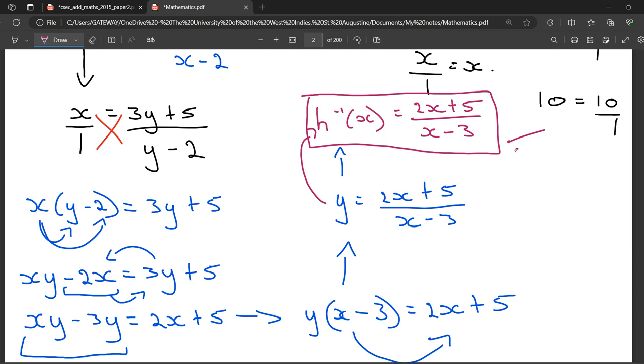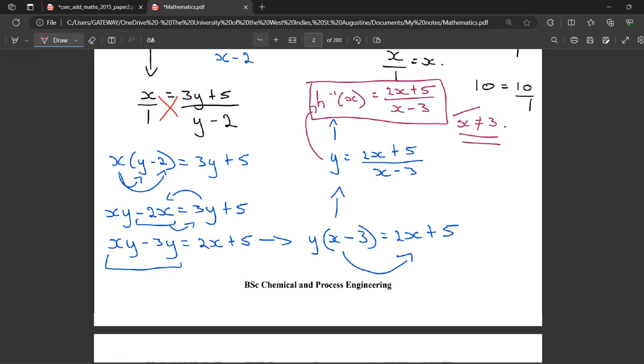And here x cannot be equal to positive 3. Because if x is positive 3, 3 minus 3 would be 0. You got 0 as a denominator, which you do not want. So x cannot be equal to positive 3. Right? That's basically the answer there for that part.